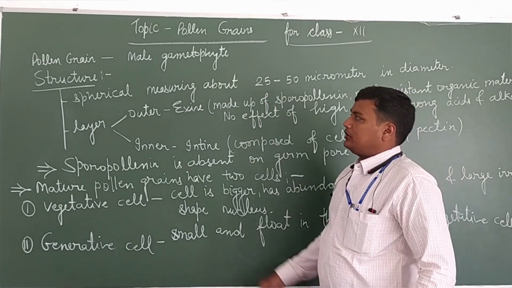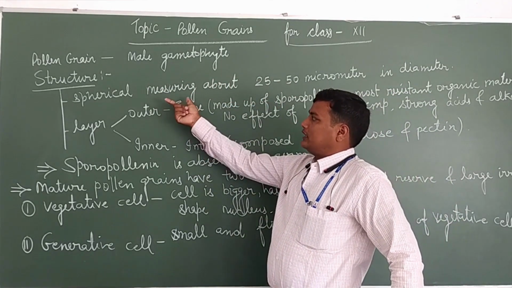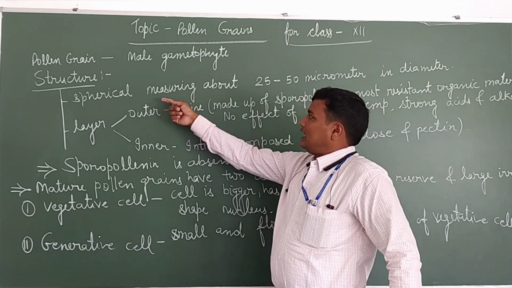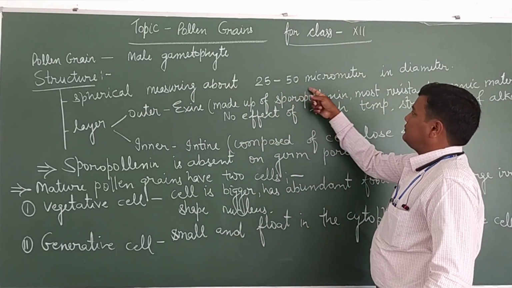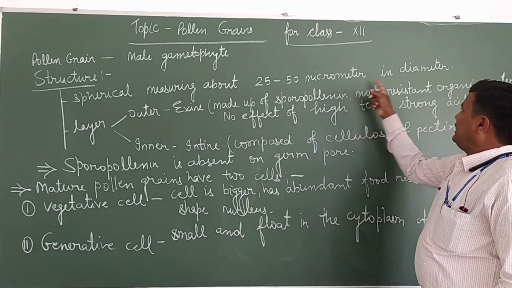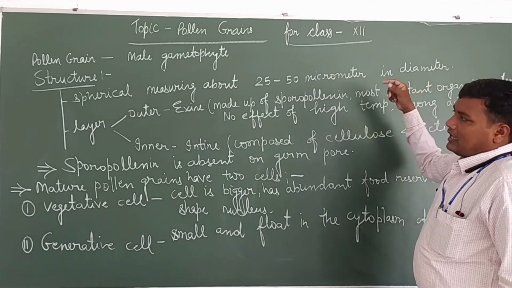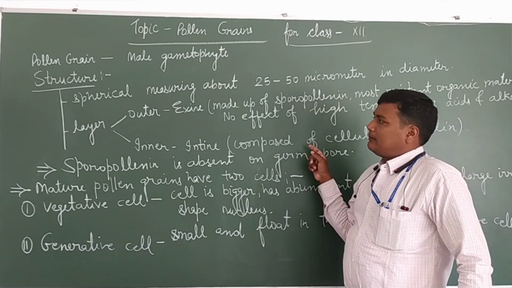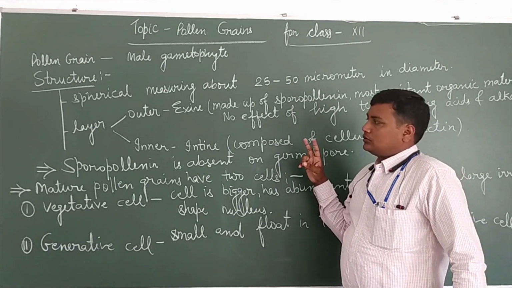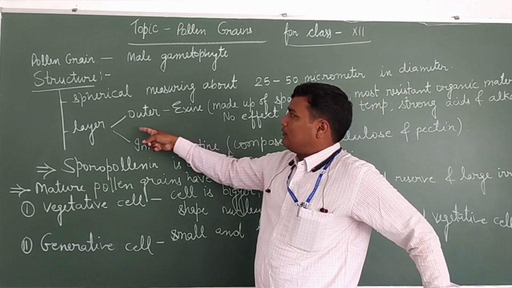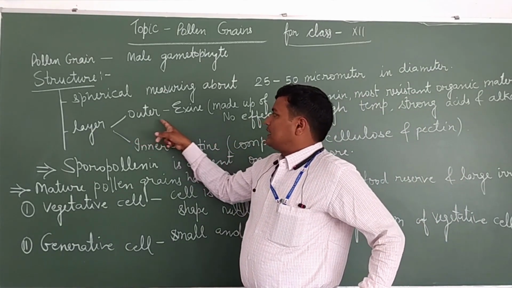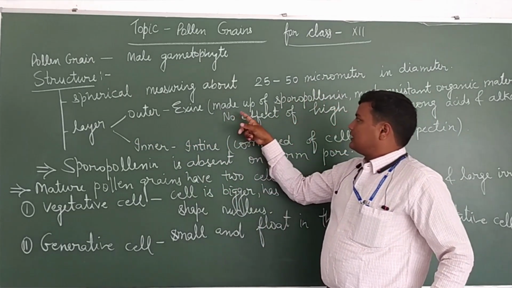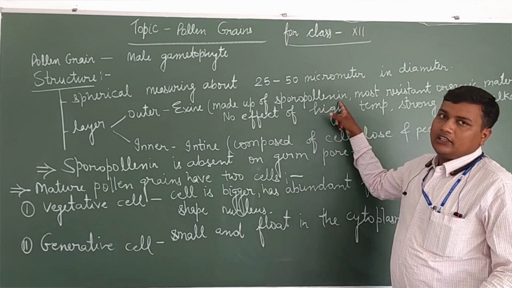So how does it look? Structure of pollen grain: it is spherical in shape and measures about 25 to 50 micrometers in diameter. The pollen grain is composed of two layers. The outer layer is the exine, and exine is made up of sporopollenin.